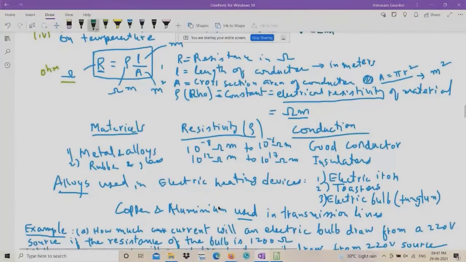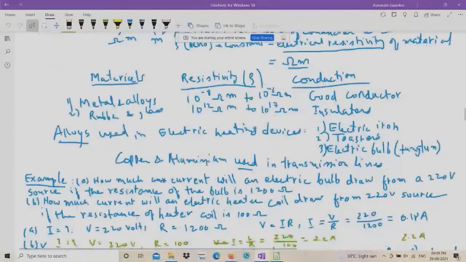And what are alloys, which we have already studied? Alloys are mixtures of metals, and they are used in electric heating devices, for example, electric iron, toasters, and electric bulb, which is made of tungsten filament. And copper and aluminum metals are used in transmission lines, which you have seen passing near the road or from the roadside.